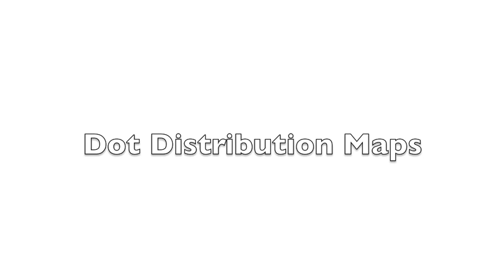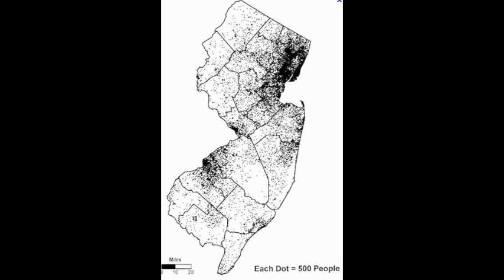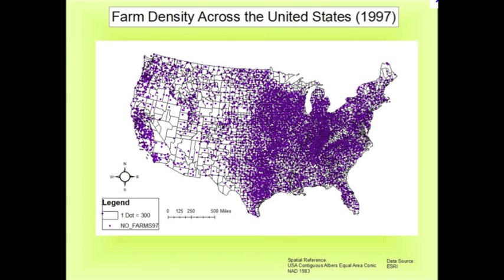Next, we have dot distribution maps. On a dot distribution map, each dot has the same numerical value. It could stand for 1, it could represent 10,000. Each dot is used to record data, but also to show spatial patterns in distribution and dispersion.